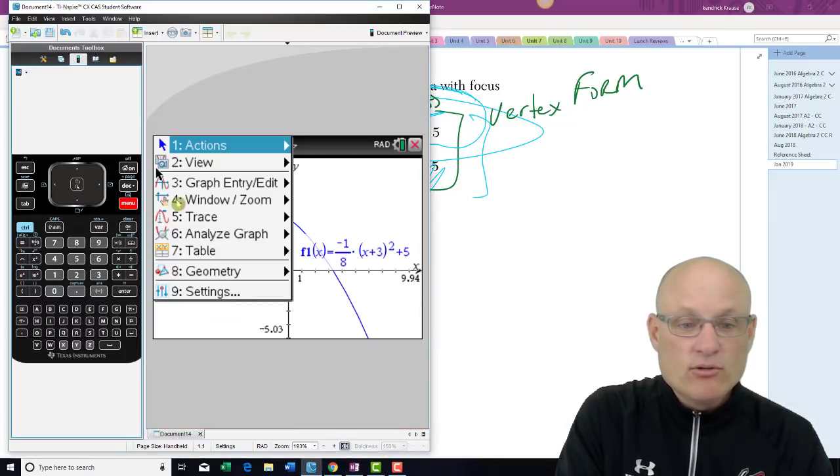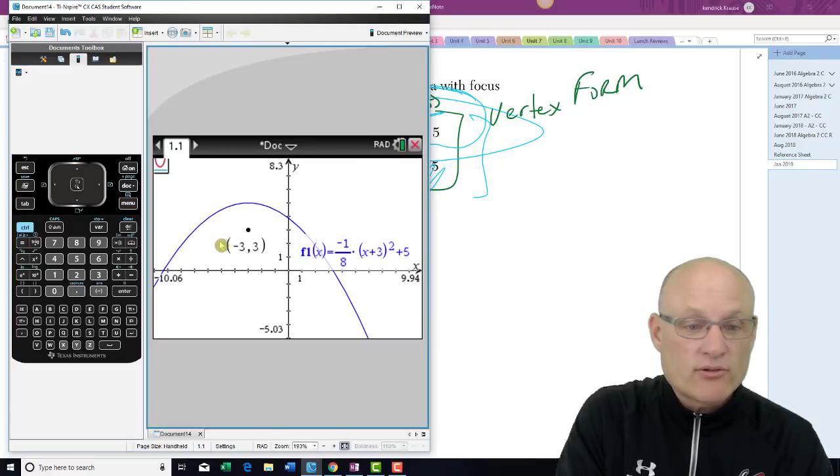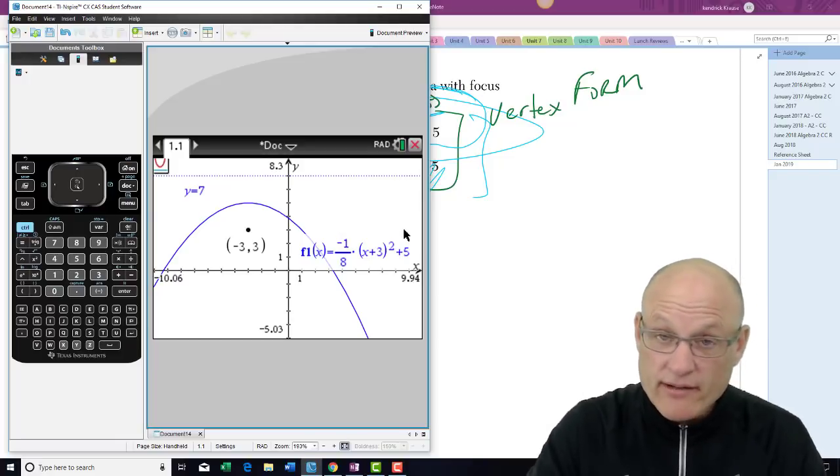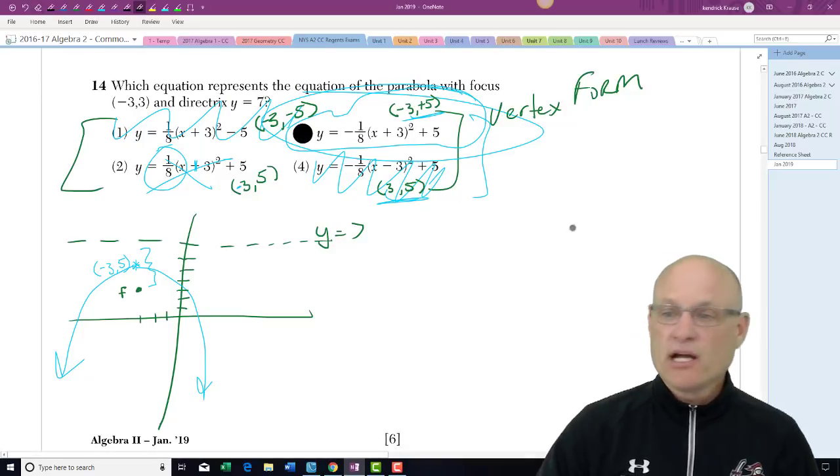Now I'm going to go Menu, Analyze, Analyze, and we're going to do directrix. Oh, look, the directrix is y equals 7. I could have just done it that way. So the problem is choice 3. Bam, there's the answer. Now I'll move on.